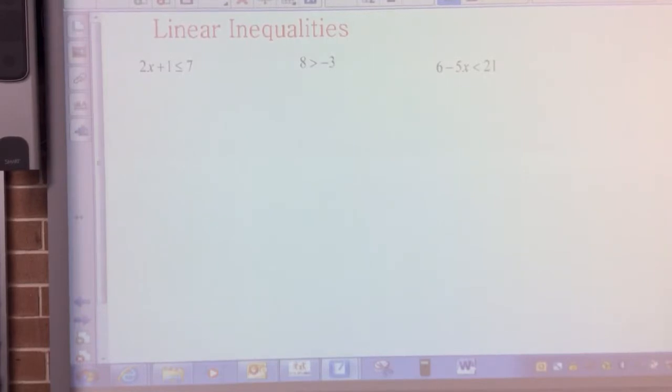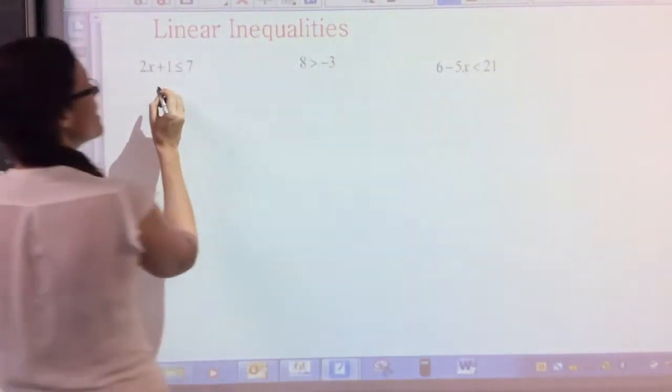So if I have that 2x plus 1 is less than or equal to 7, I'm going to start by subtracting 1 from both sides.